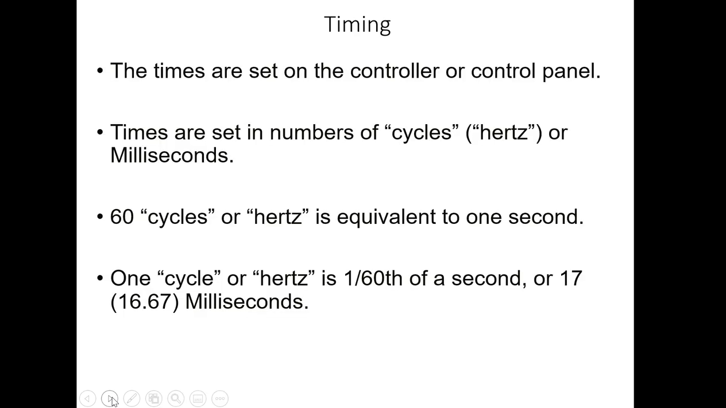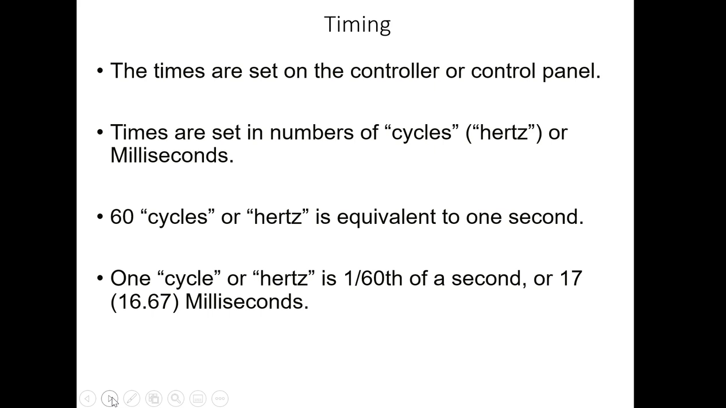Now, the timing for these controllers, and there's usually some level of a control panel and a teach pendant, but times are either in cycles, when it's in hertz, or milliseconds, depending on what the power source is. 60 cycles or hertz is equivalent to a second, so often we're working in cycles. So, for example, 6 cycles of force, 3 cycles of upslope, 8 cycles of current, 2 cycles of downslope, and then our time for cool. So you could do it in cycles.